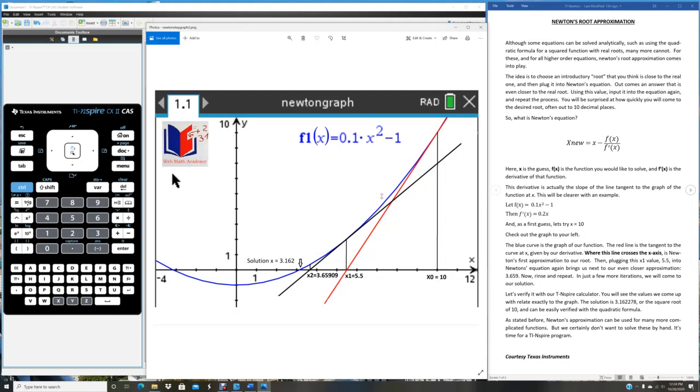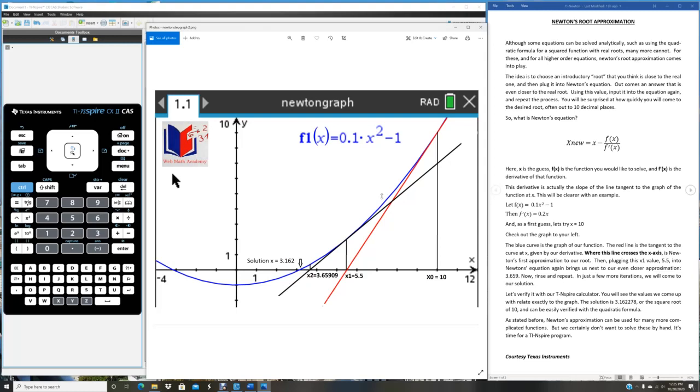Although some equations can be solved analytically, such as using the quadratic formula for a squared function with real roots, many more cannot. For these and for all higher order equations, Newton's root approximation comes into play.